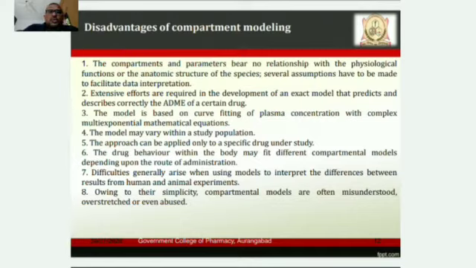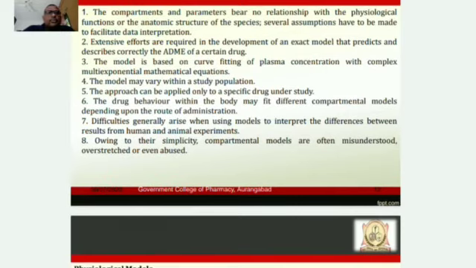The model is based on curve fitting of the plasma concentration with complex multi-exponential mathematical equations. The model may vary within the study population. The approach can be applied only to the specific drug under study. The drug behavior within the body may be fitted differently by a compartment model. So these are the different disadvantages of the compartment model. Owing to its simplicity, the compartment model is often misunderstood and overstated.